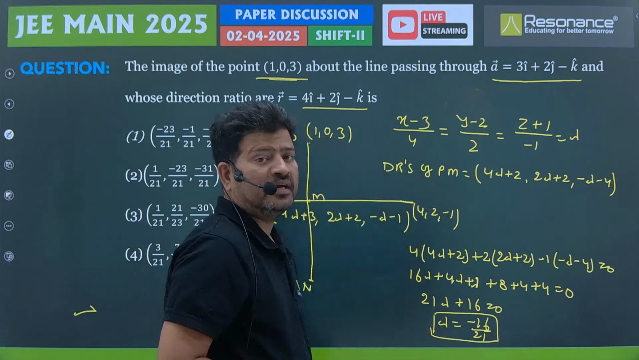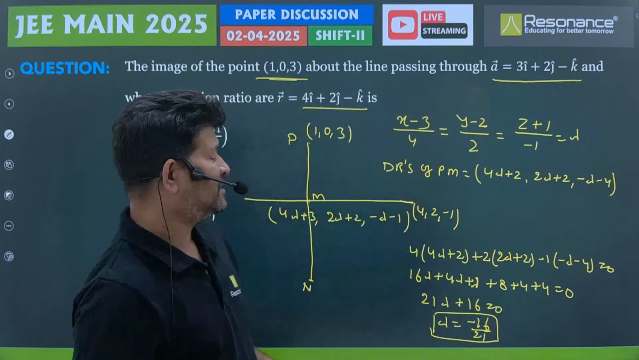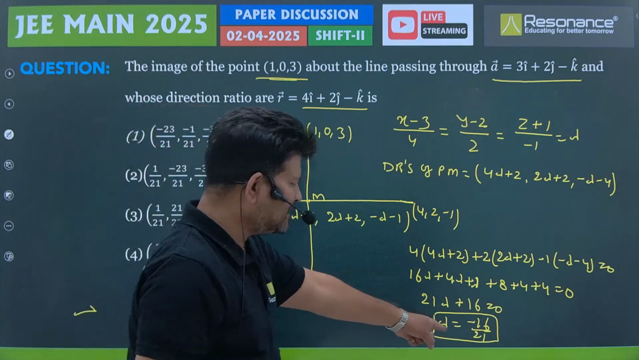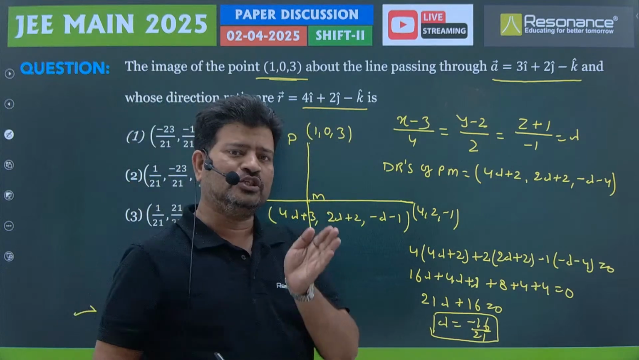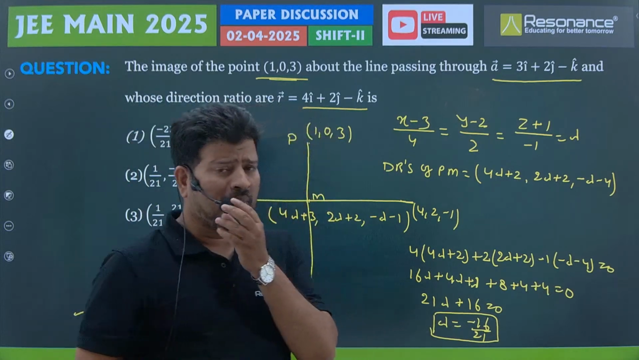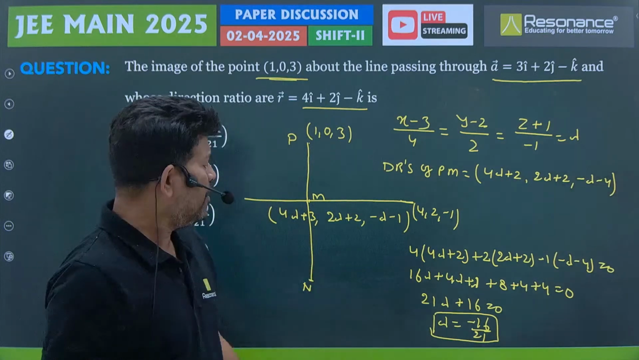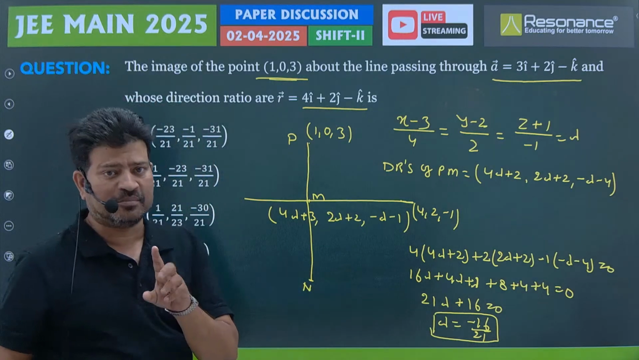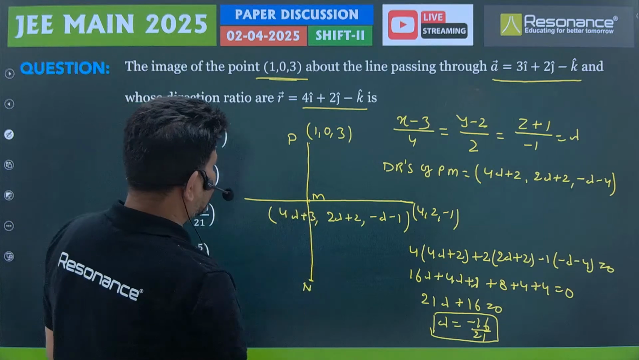The question is easy and the concept is also a known concept, but the calculation is a little bit difficult. Why? Because if the lambda value came as an integral value, like 0, 1, minus 1, then we could say the calculation is somewhat easy. But the lambda value we are getting is minus 16 by 21, so obviously it will take some time for the calculation part. So now we can keep this value here.